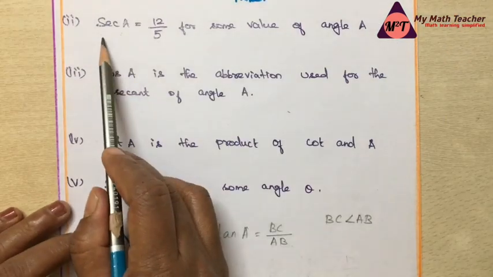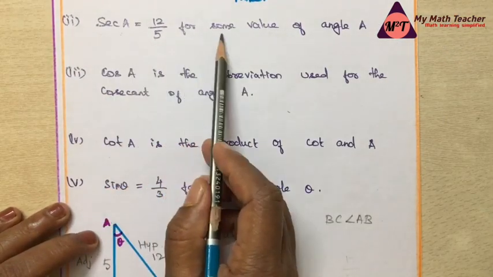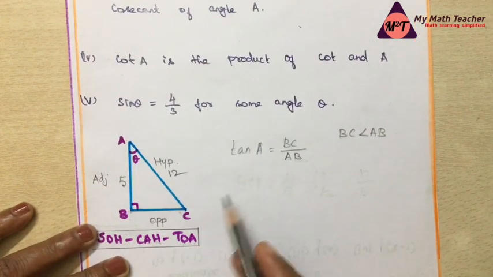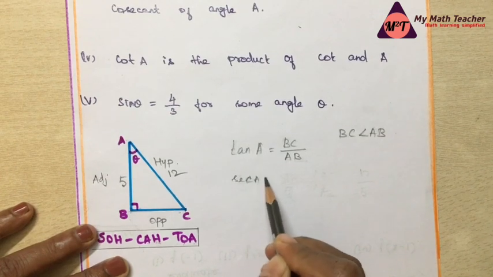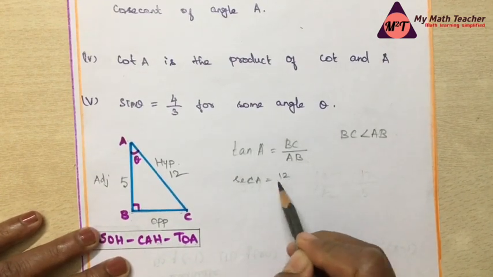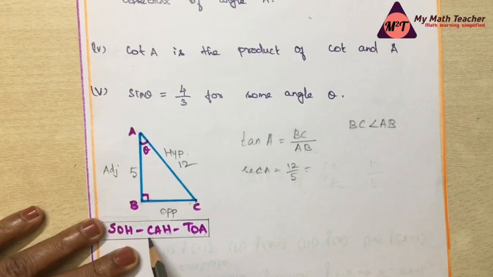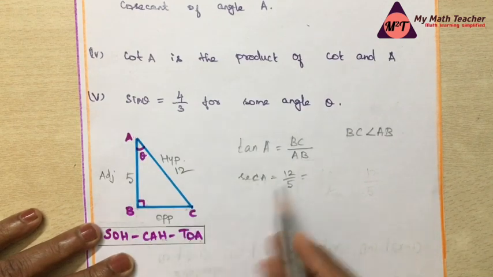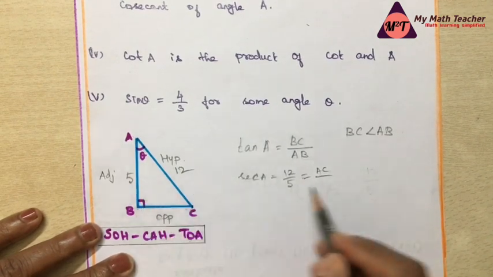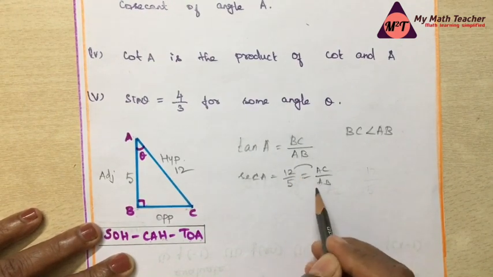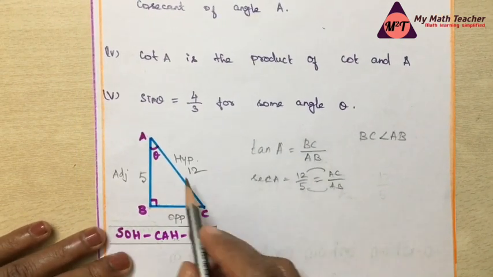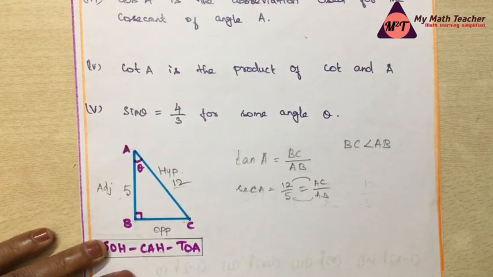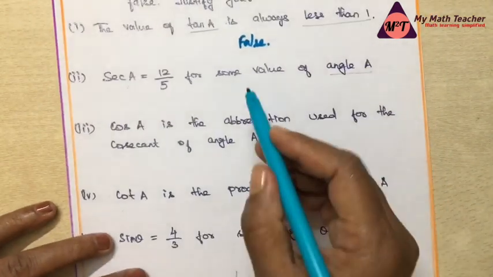Second subdivision here is, secant A is equal to 12 by 5 for some value of angle A. Now take this same triangle. Secant A is 12 by 5, where secant is the reciprocal of cos, which is hypotenuse by adjacent side. Hypotenuse here is AC and adjacent side is AB. Now when we equate this, AC will be 12 and AB will be 5. This statement is really true because the hypotenuse is greater than the adjacent side. This is true.